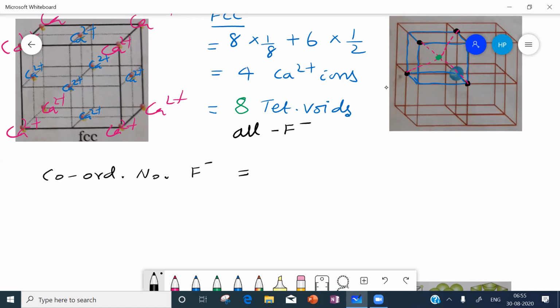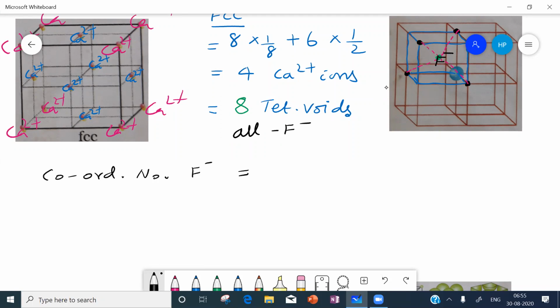What is the coordination number of F minus? F minus is occupying which position you see? F minus is occupying tetrahedral void. Okay. That means F minus is occupying this tetrahedral void. This F minus is in contact with this calcium, 1, second calcium, third calcium, fourth calcium. Okay.